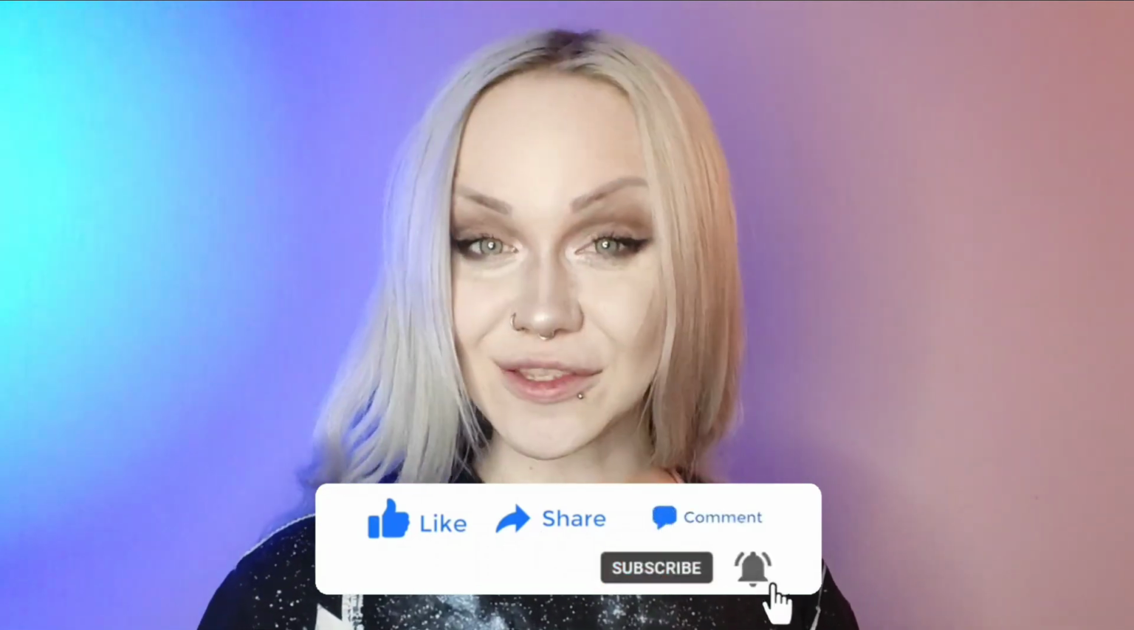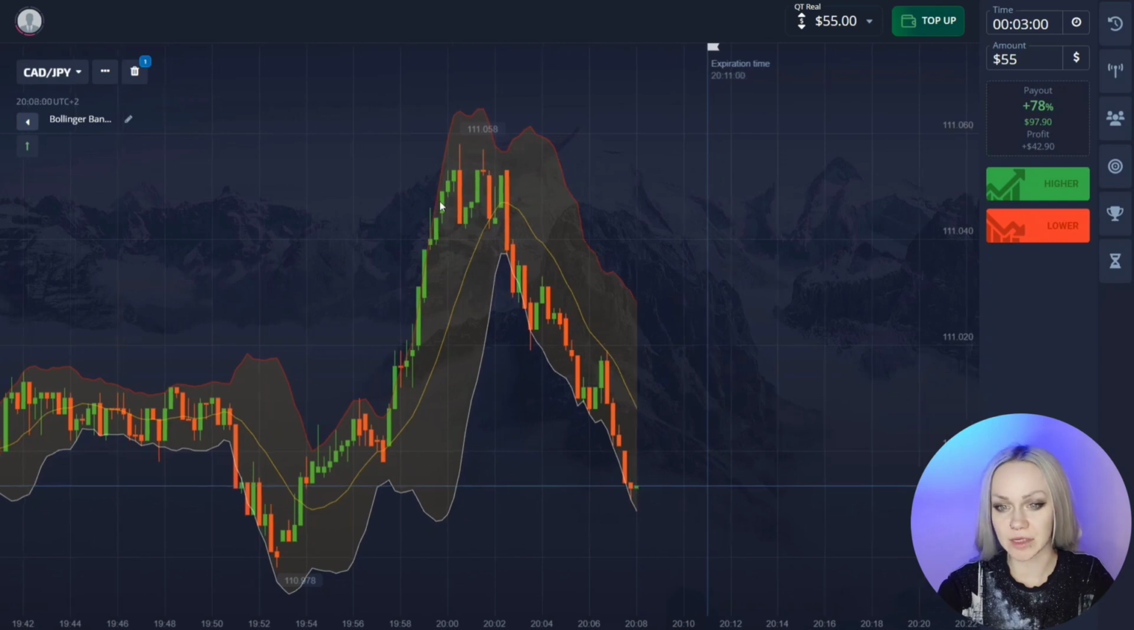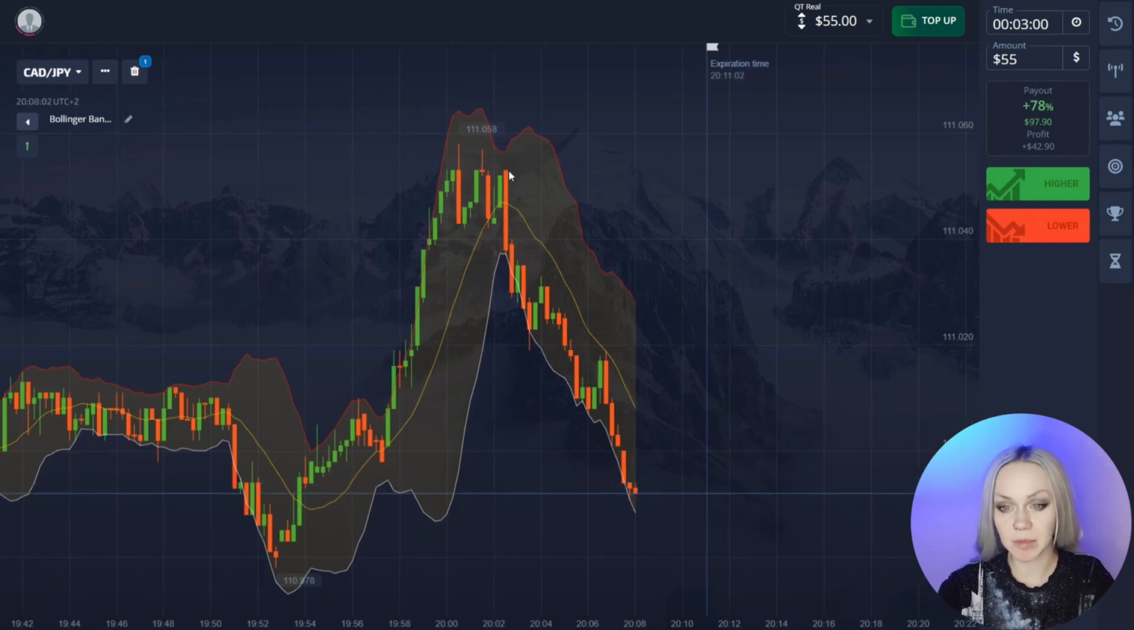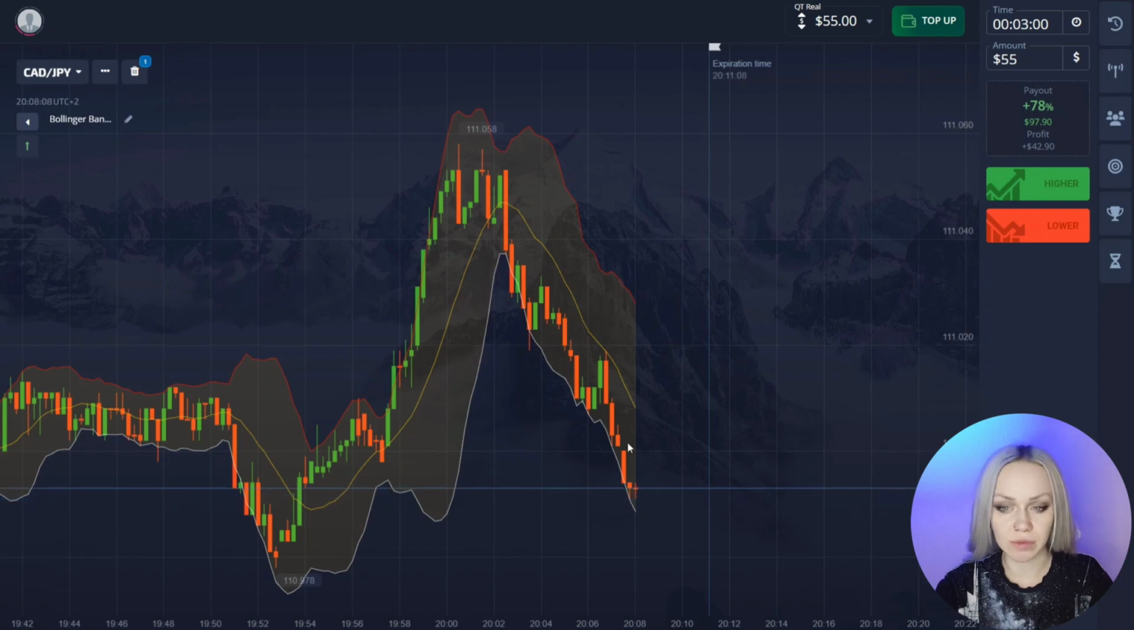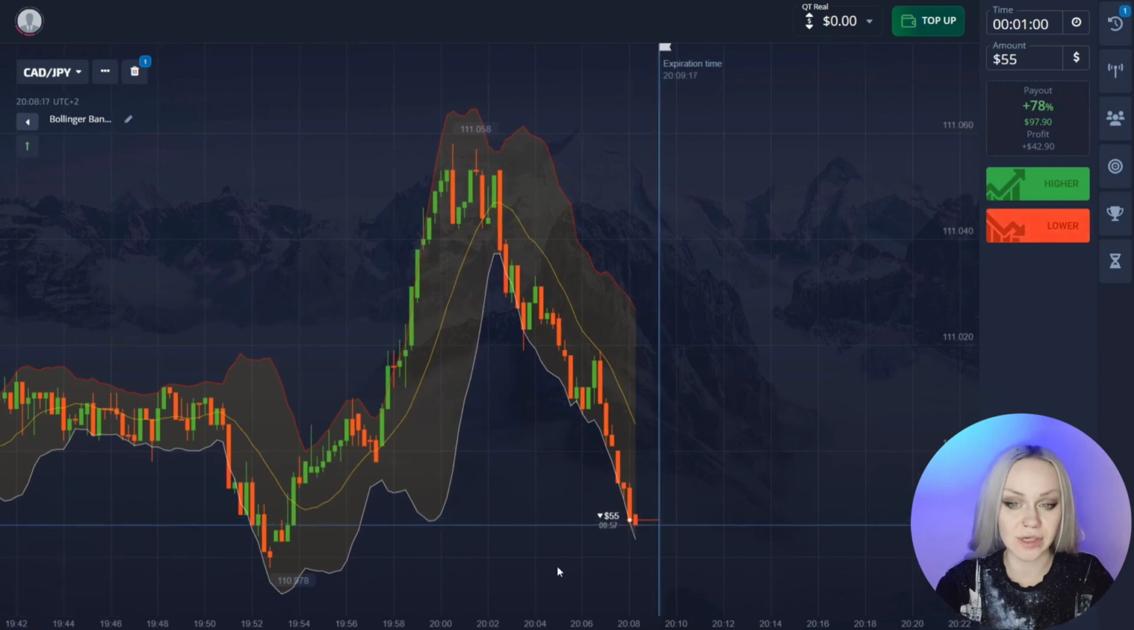Now let's find the first entry point. As you can see, we had a rather impulsive upward movement here, but the price met resistance and the moving average broke through. Now the price has been moving in its lower zone for a long time. I open a trade for a fall because I think that the price still has the potential for a fall, at least to the lowest point on the chart.